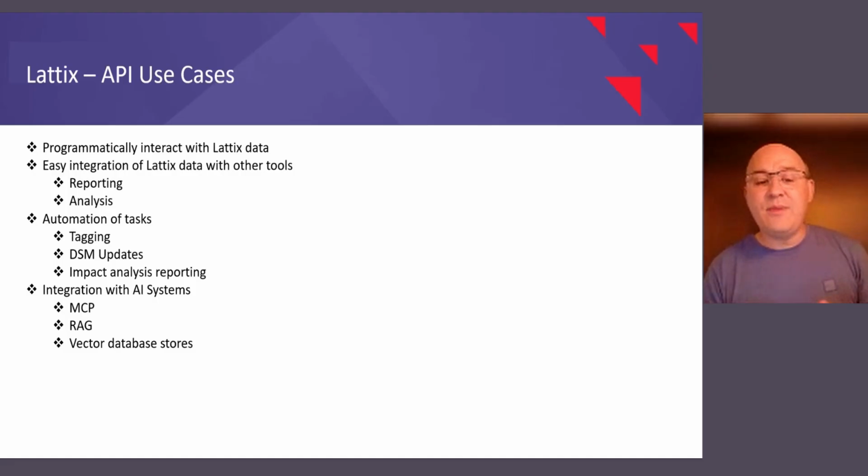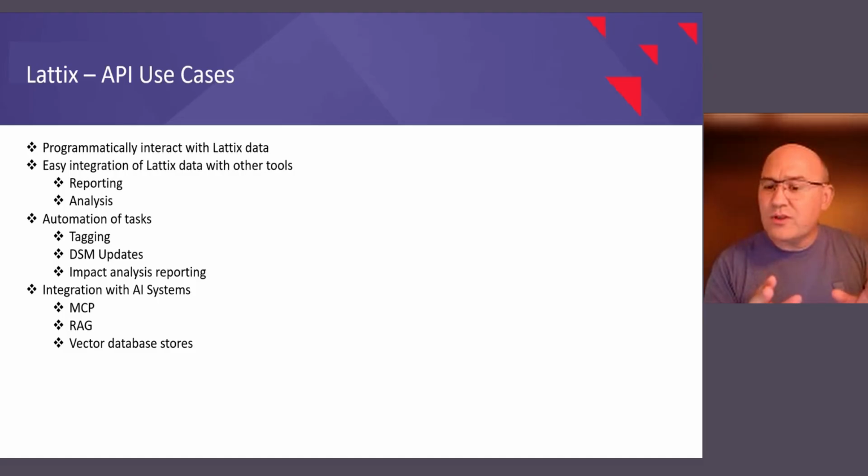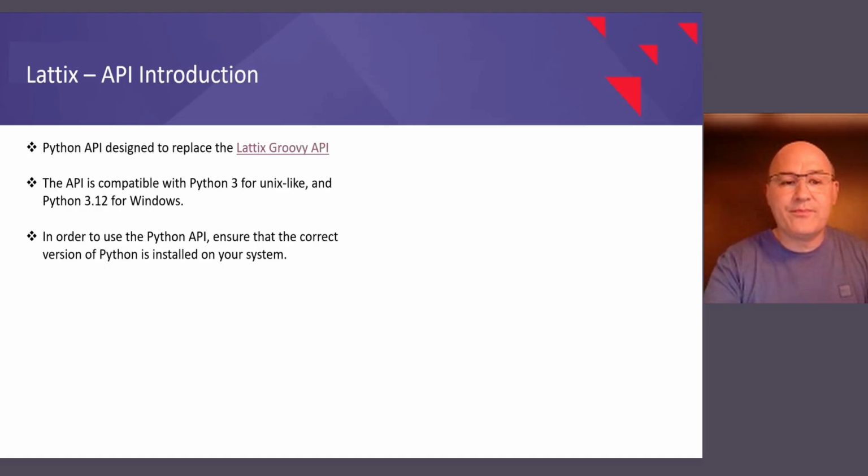Further, you can use the API to integrate Lattix with AI systems such as MCP, the Model Context Protocol, or RAG, the Retrieval Augmented Generation system, or vector database stores, customized knowledge bases that you can then add to a large language model, for example.